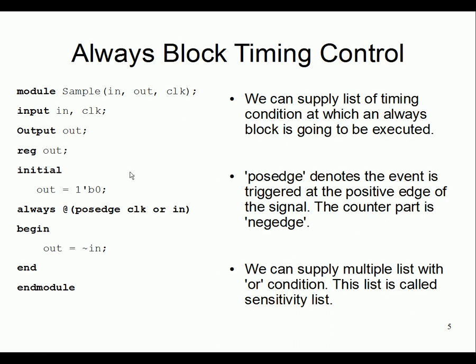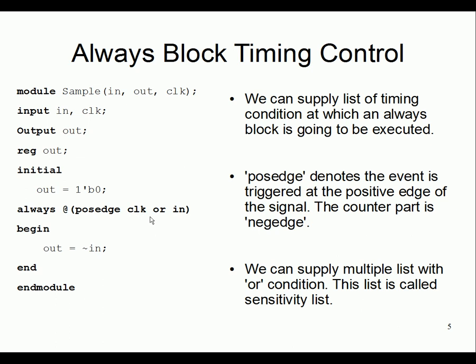And the always block with timing control is something we have already seen. With always, we are supplying some constraint: at the positive edge of clock or in, which means execute this block if either there is a positive edge of the clock, meaning the clock is rising from 0 to 1, or the value of in is 1. The value of in is true, not at the positive edge, but when it reached the logic value of 1, at that moment you execute this always block. We also have the negative edge concept, which means this block will be triggered at the negative edge of the corresponding signal.